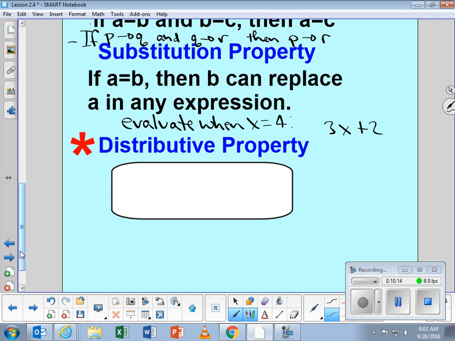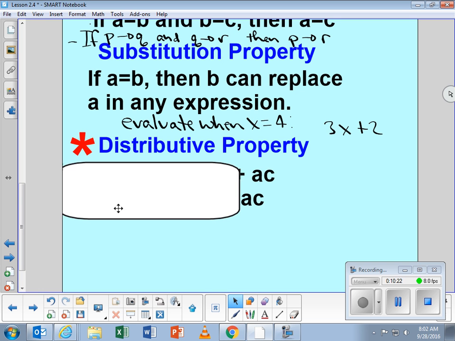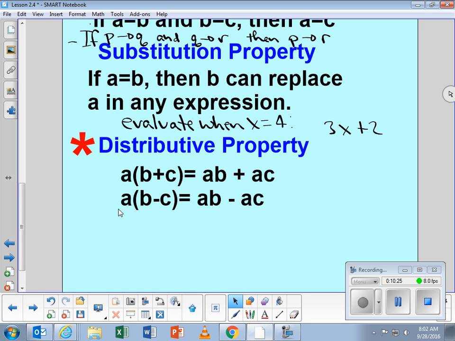And the last property we have here is the distributive property. Remember that? How's that one go? Just distribute to both sides. So A times the quantity of B plus C is equal to A times B plus A times C. And if they have a minus sign inside, it would be the same thing, only minus. A times quantity B minus C is equal to A times B minus A times C. Distributive property.